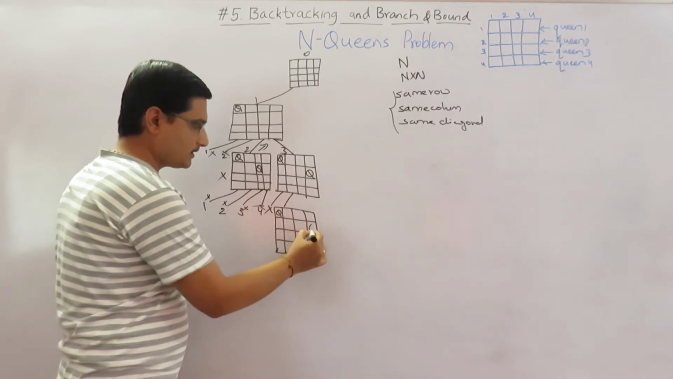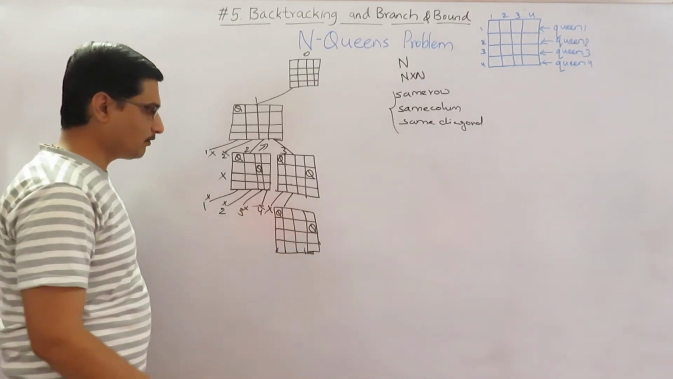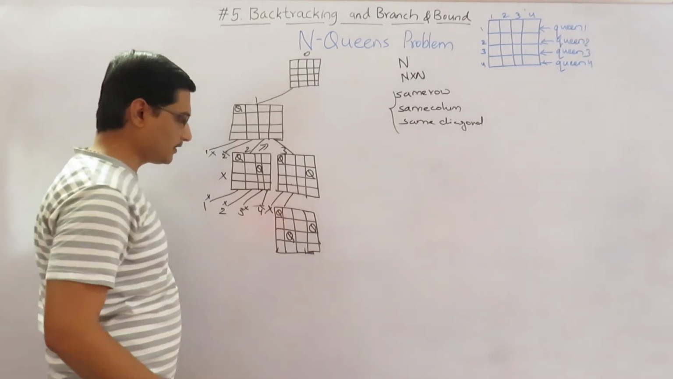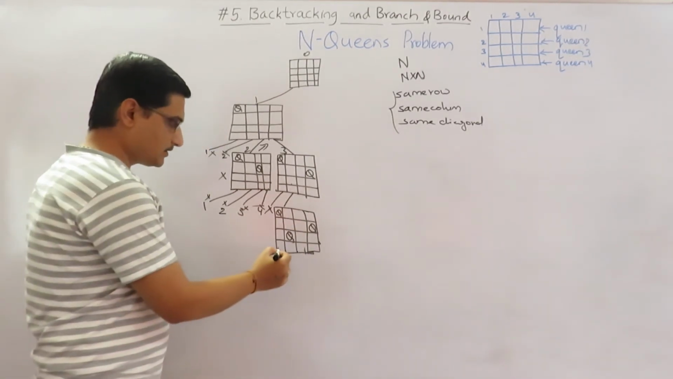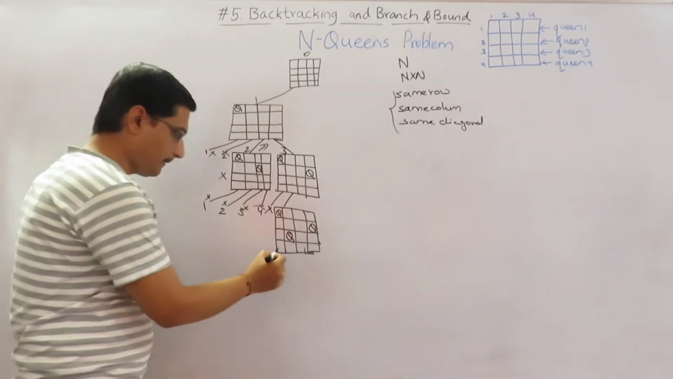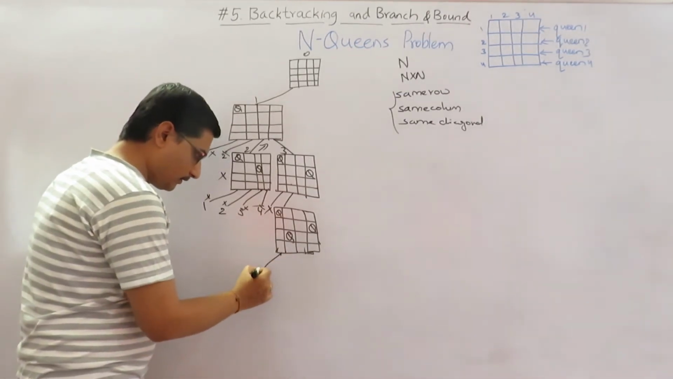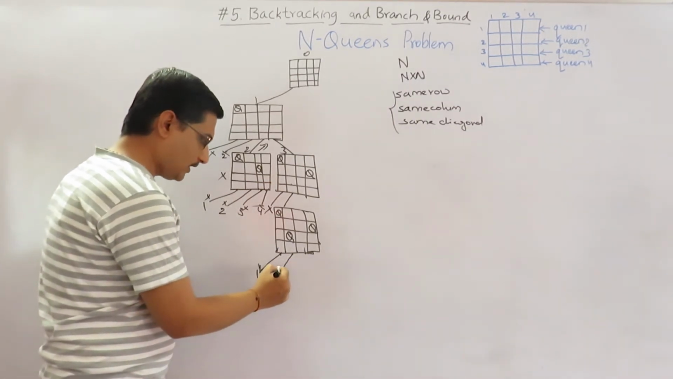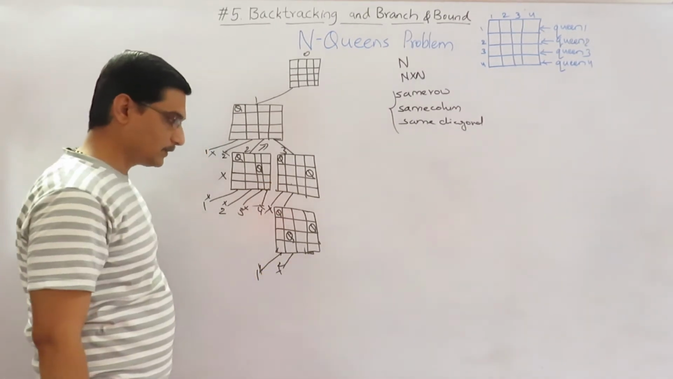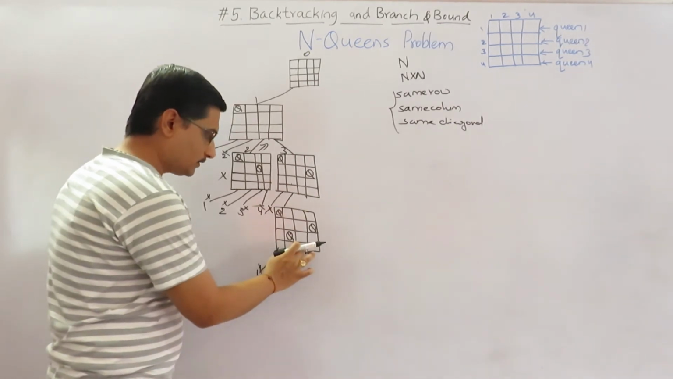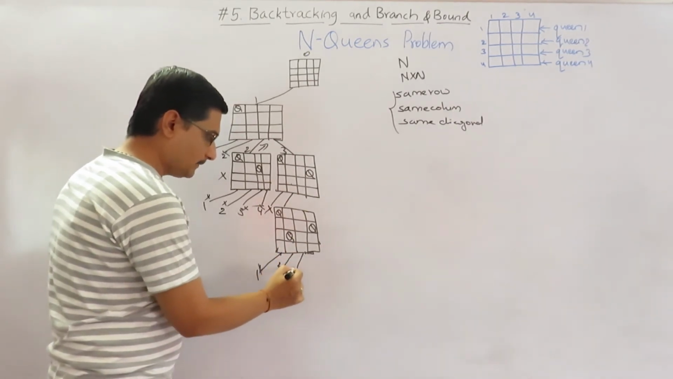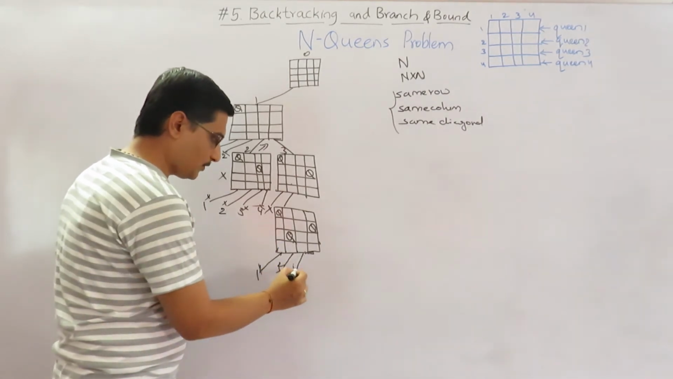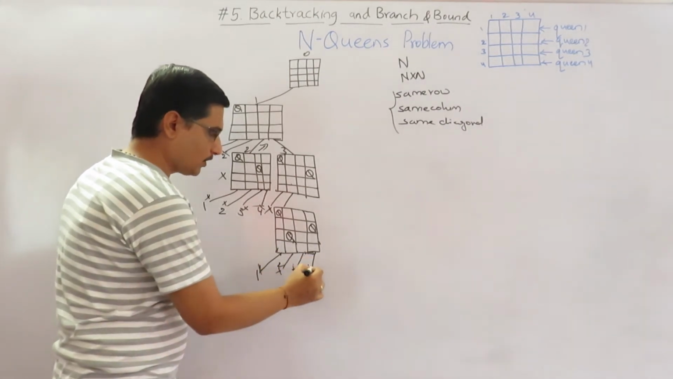First queen here, second queen in the second row, fourth column, third queen in the third row, second column. Yes, possible. Next, we need to place the fourth queen. Is it possible? Not possible. First column, the first queen is there. Second column, not possible. Third queen is there. Fourth, third column, is it possible? Not possible because it will become diagonally equal. Fourth column is also not possible.